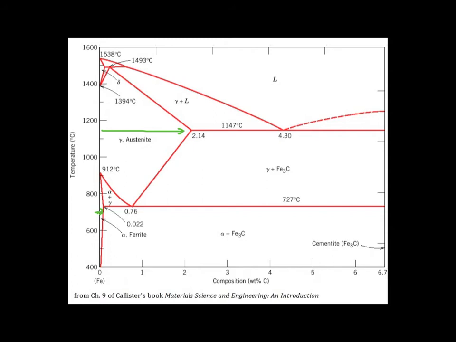Depending on the amount of carbon which is added, you can make low carbon steel, and low carbon steel sort of happens on this part of the phase diagram. You can make a medium carbon steel, which goes up to about 0.6% C, or you can make a high carbon steel, which goes up to about 1.5% carbon. So this is a high carbon steel.